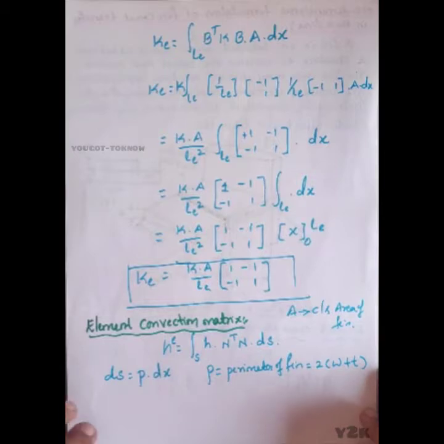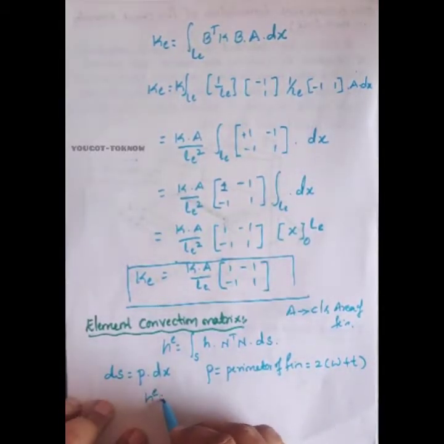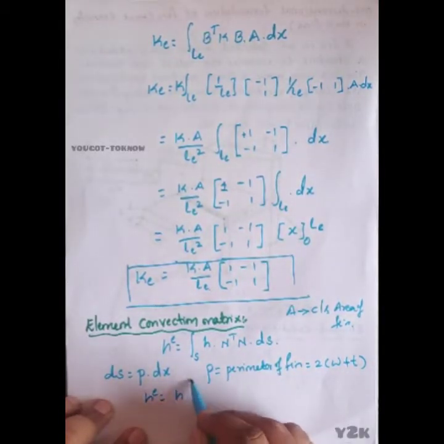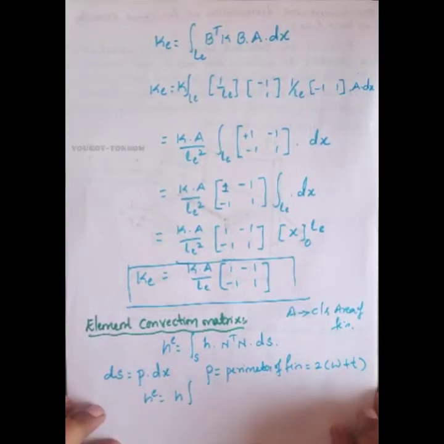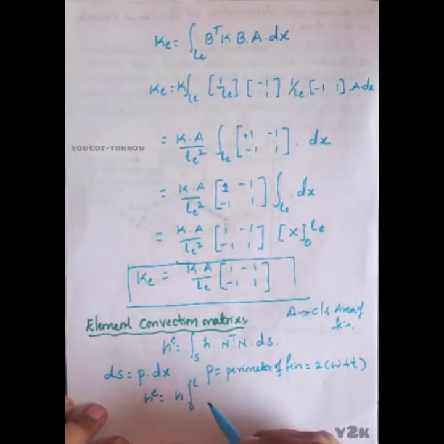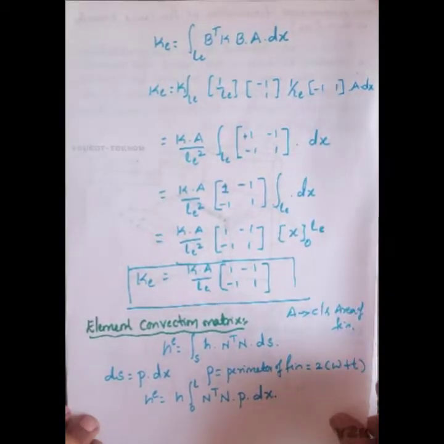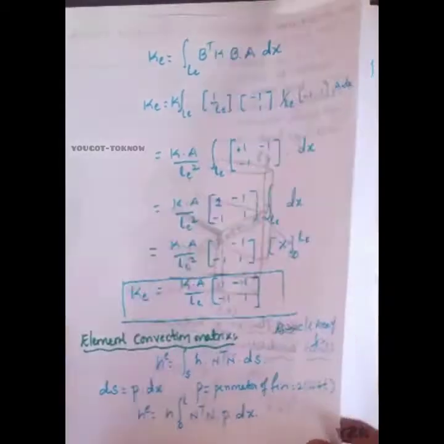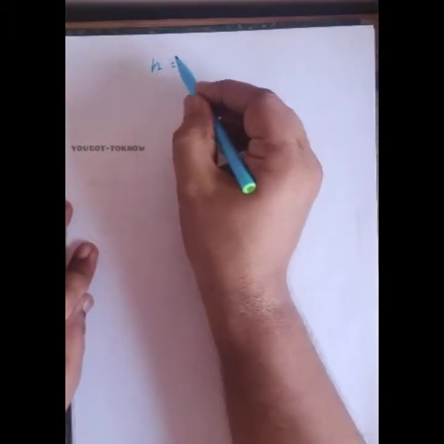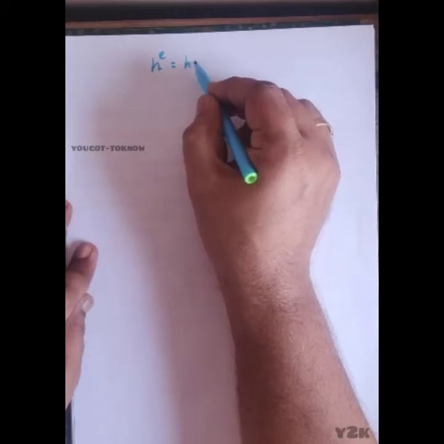Now how to write this? I will keep H outside, and convert the surface integral to 0 to L, the length of the element: integral of N transpose N into P into dx. We can also write this as N transpose N into PH, so HE will be equal to H into P.